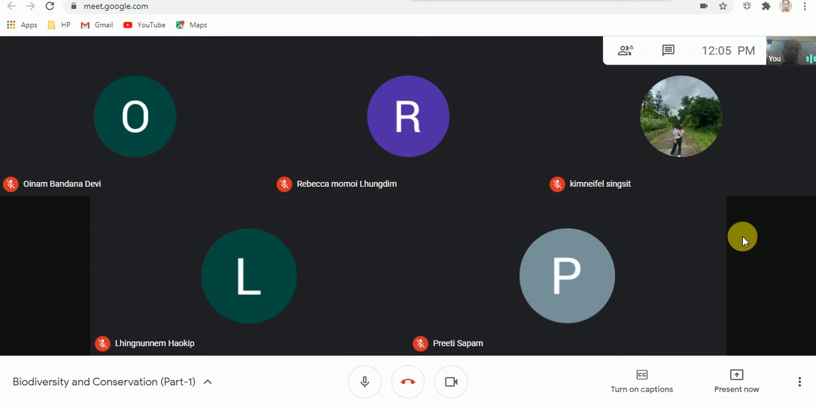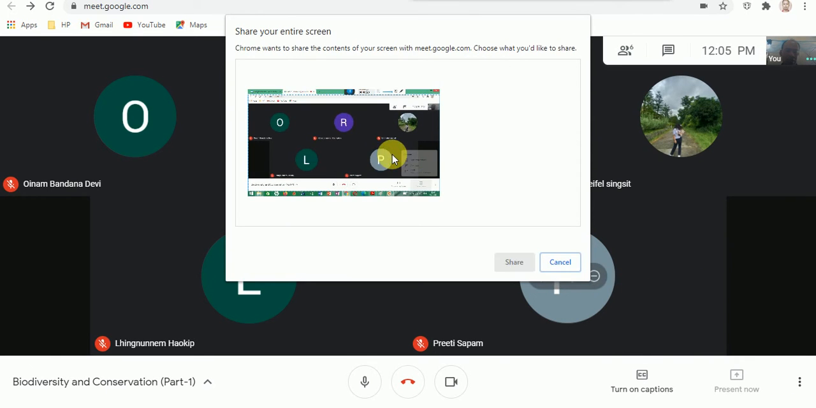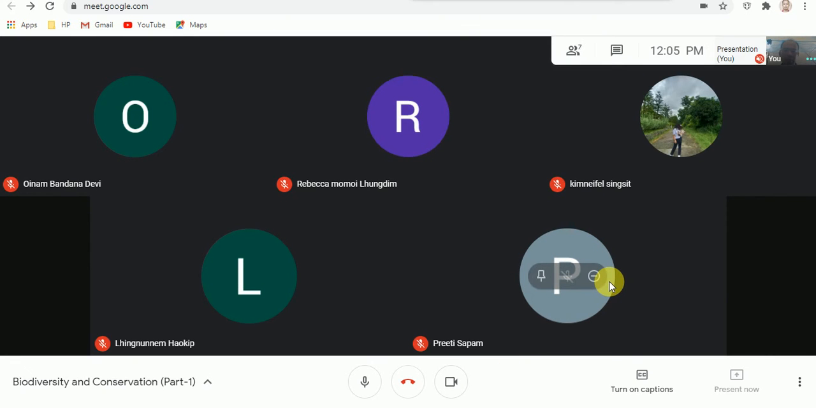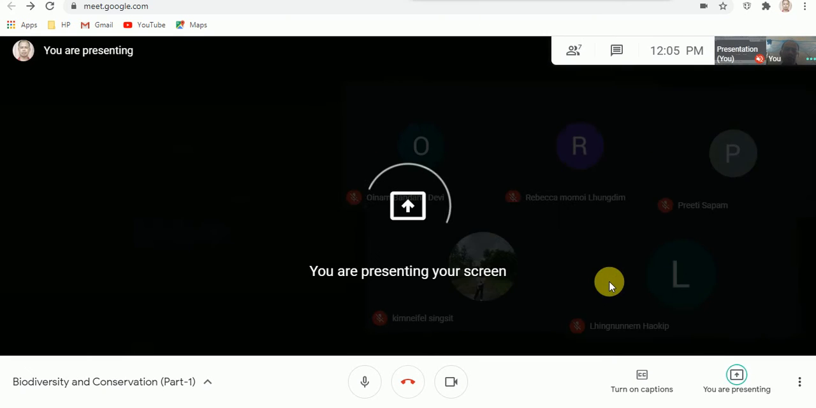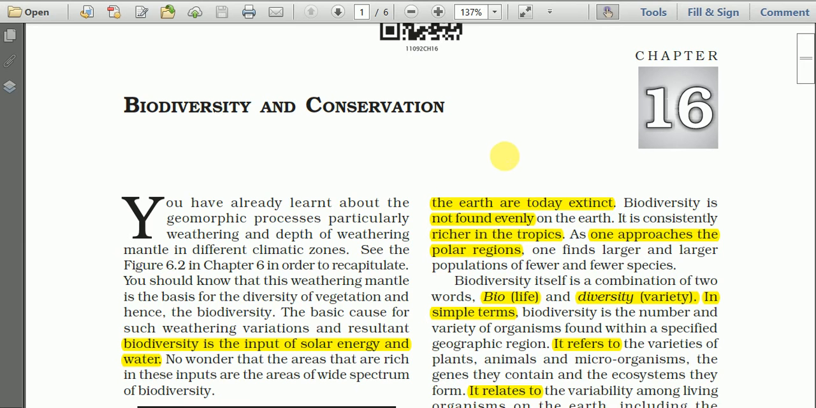Today we shall start the last chapter of your NCERT textbook, Fundamentals of Physical Geography. So now let me present my screen. So we have chapter 16, Biodiversity and Conservation. Now let us start.